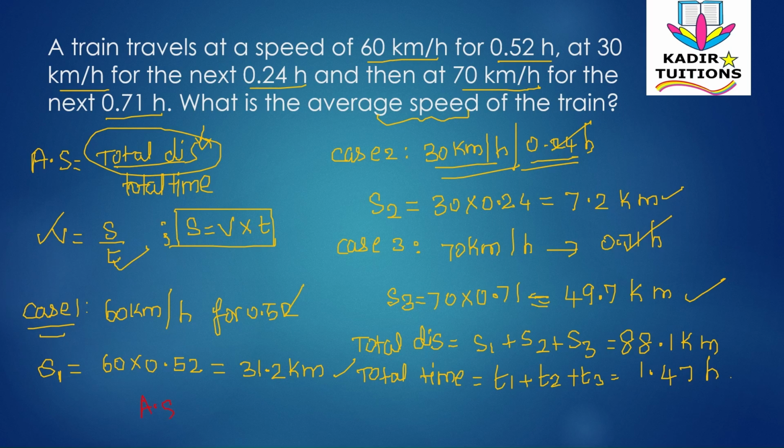So now we can find the average speed, right? Average speed is equal to total distance covered by total time. I'm sorry, it is 88.1 divided by the total time taken, which is 1.47. If we divide these two, we'll get the answer as 59.9 kilometer per hour. So this is the answer for this problem.